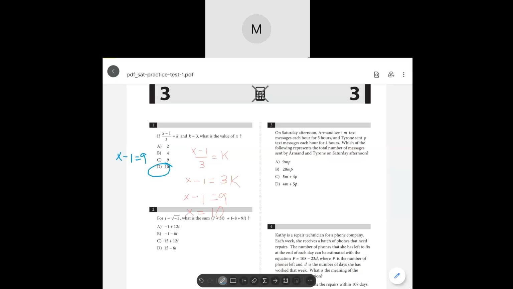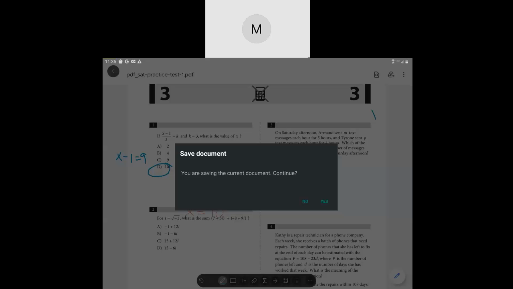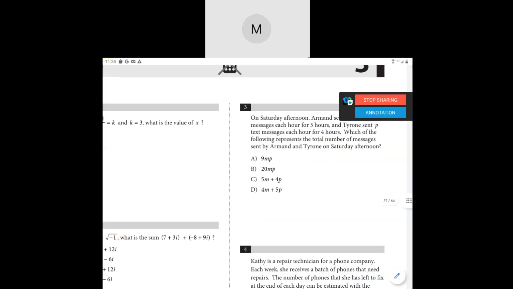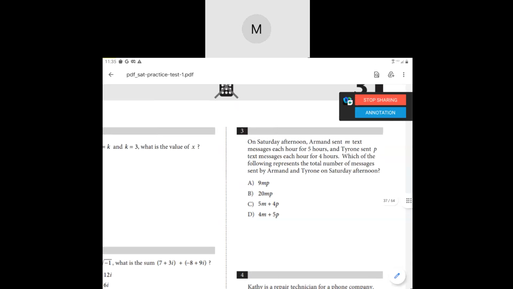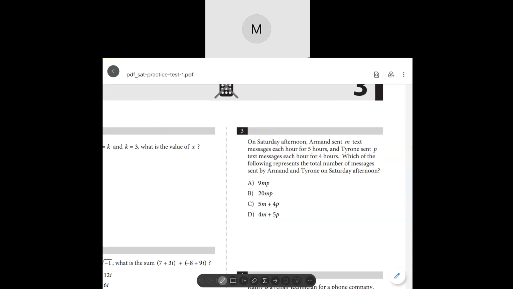Next one, we'll look at number 3 now. So in number 3, the question says, and let me just zoom in a little bit so that you can see it better. Question goes that on Saturday afternoon, Amanda sent M text messages each hour for 5 hours. Tyron sent P text messages each hour for 4 hours. Now, I'm reading the full question here.